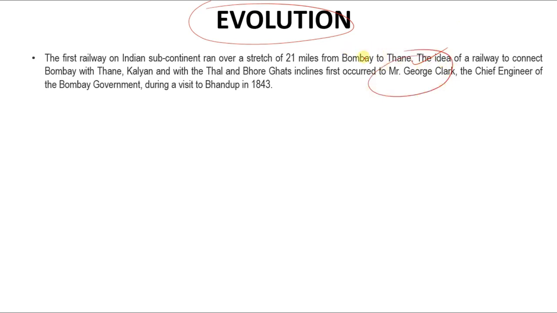He was the chief engineer of the Bombay government, and during his visit to Bhandup in 1843, he had the thought to evolve Indian railways. The first formal inauguration ceremony was performed on 16th April 1853, when 14 railway carriages carrying about 400 guests left Boribandar at 3:30 p.m. I have already mentioned the detailed criteria in the overview scenario of the rail transport lecture.